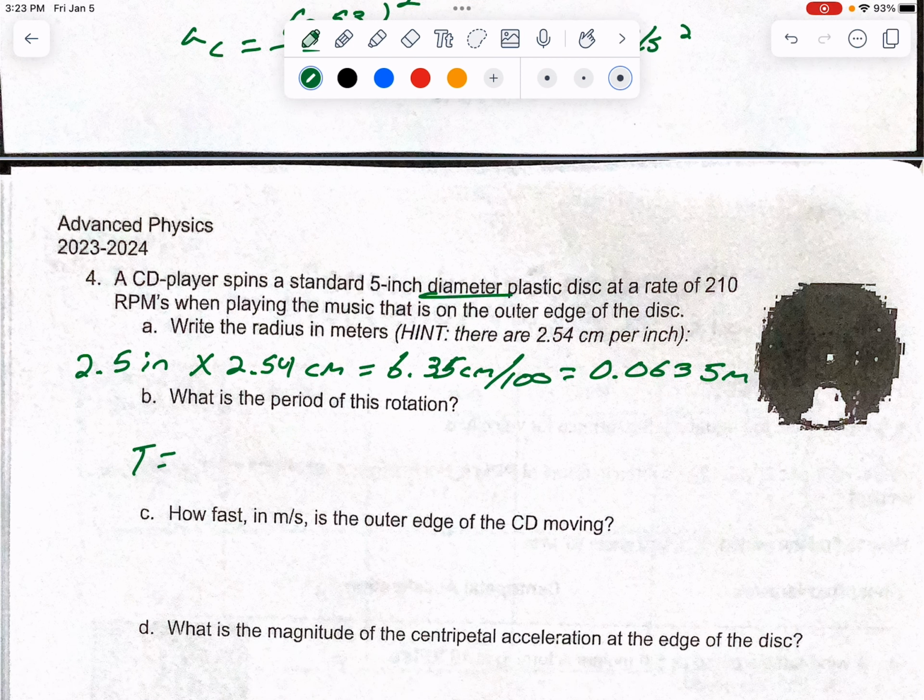B, what is the period of this rotation? So T equals 60 over your RPM, so 60 divided by 210. And we're going to get 0.29 seconds.